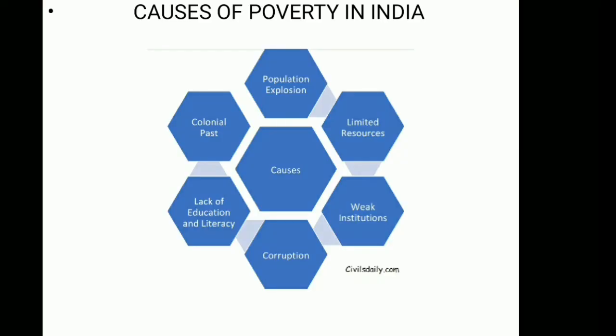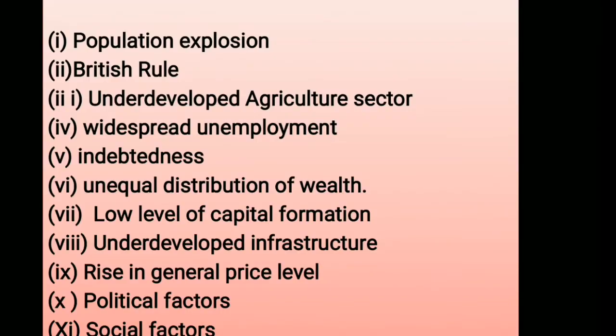What are the causes of poverty? Why does poverty exist? What will be the major responsible factors? So these factors are population explosion. When there are a lot of people, if we are unable to increase our resources accordingly, there will be poverty. British rule, as British have dominated us for more than 200 years and they have taken all the resources, all the valuable things which we required to develop our nation, that also somehow pulled us back into a poverty situation.